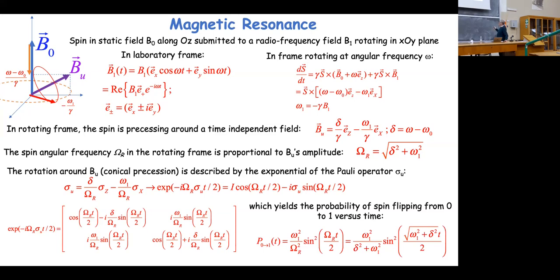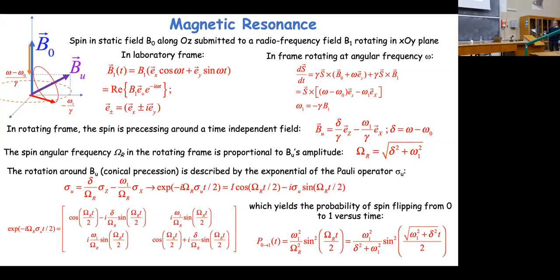And you see what happens if you are exactly at resonance. Delta is equal to 0, this is 1, and you find sine squared of omega 1 t over 2. So what you find is that the spin is going up, down, is rotating like that. So you flip the spin periodically at resonance. And of course, if you go out of resonance, the amplitude of this rotation becomes smaller because you start to rotate on a cone which makes a smaller and smaller angle with the z-axis. So this is just a problem of geometrical rotation.